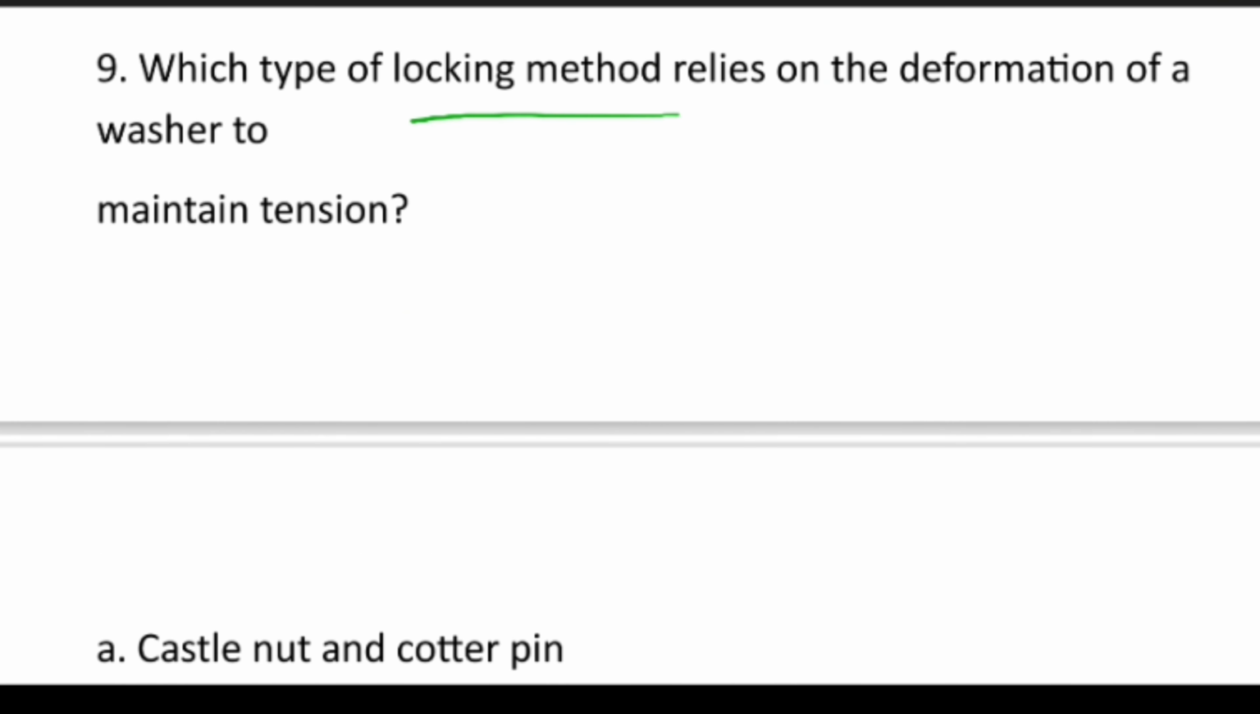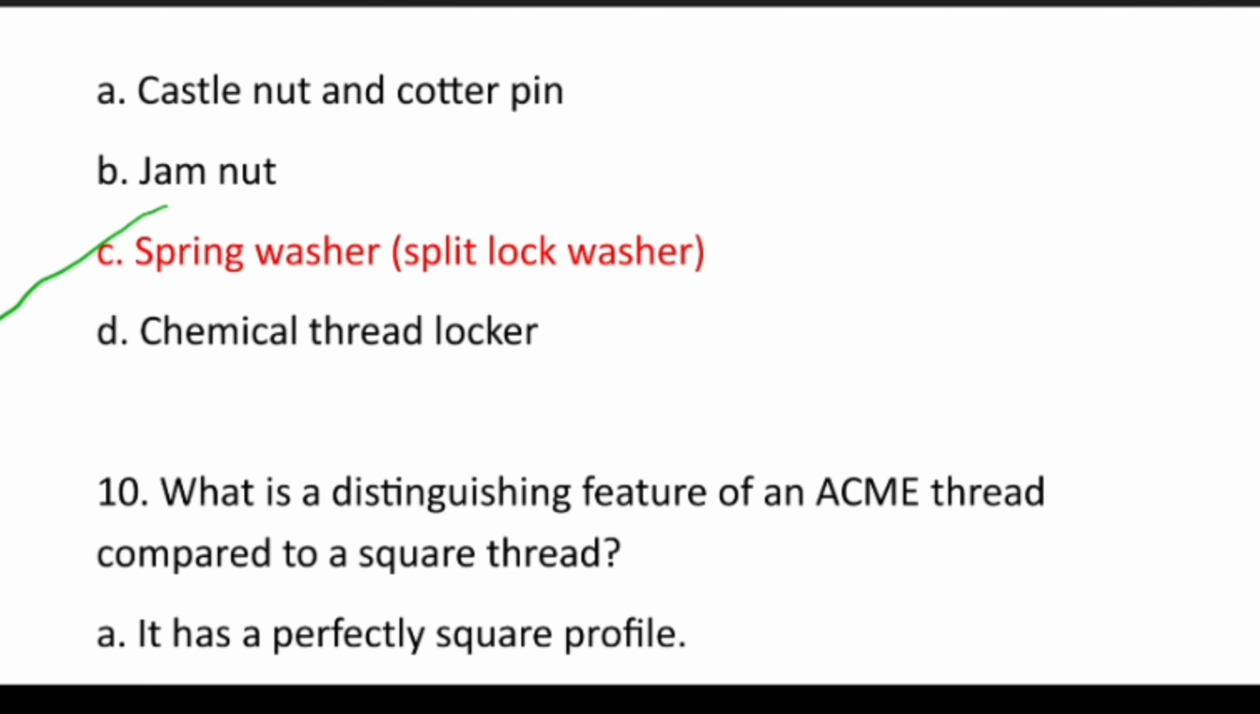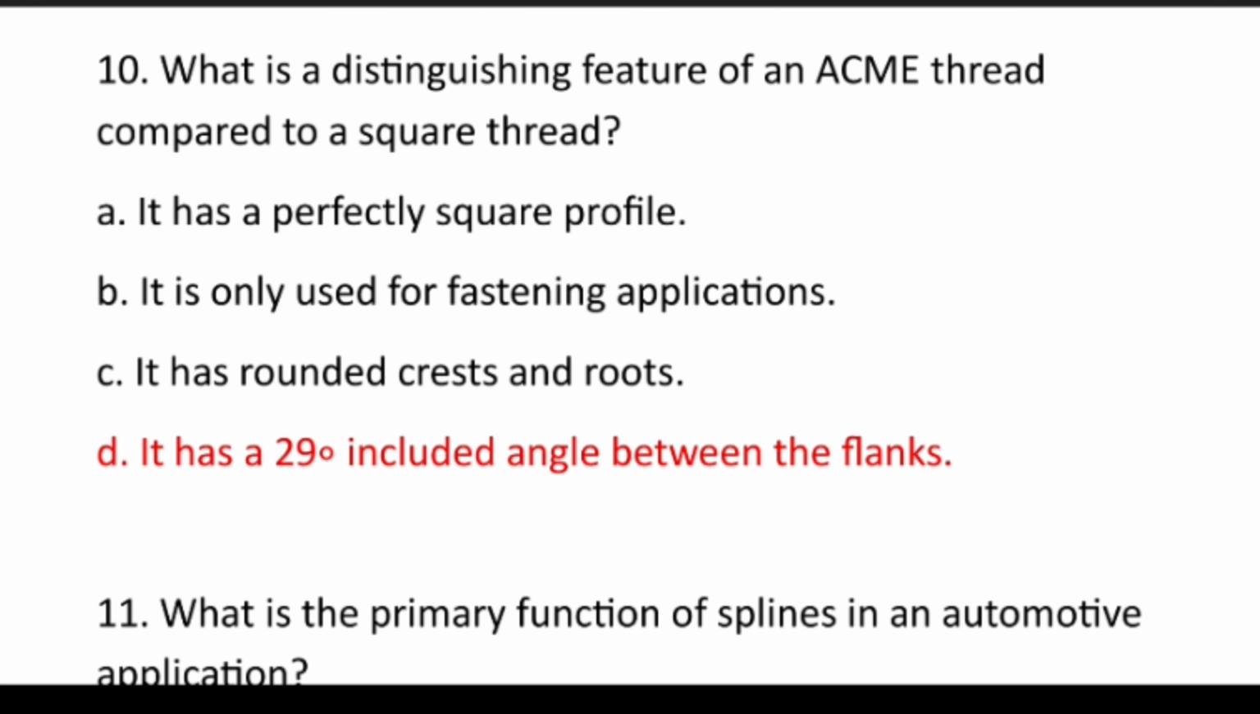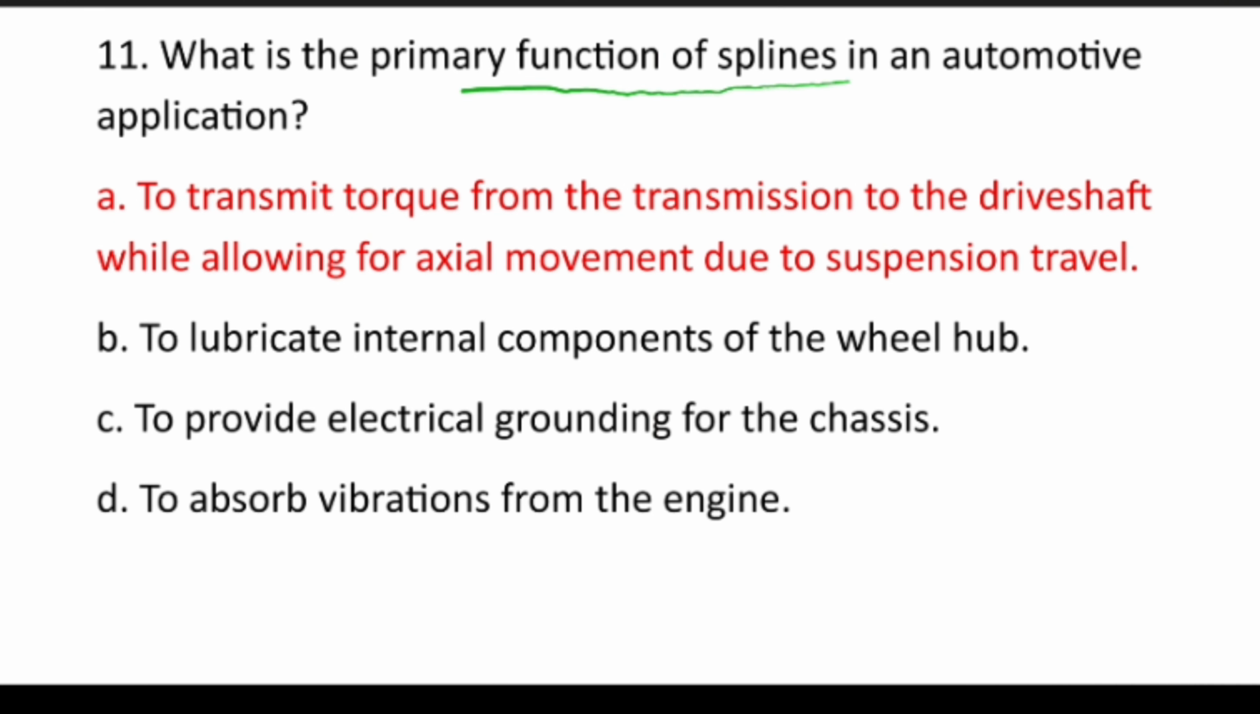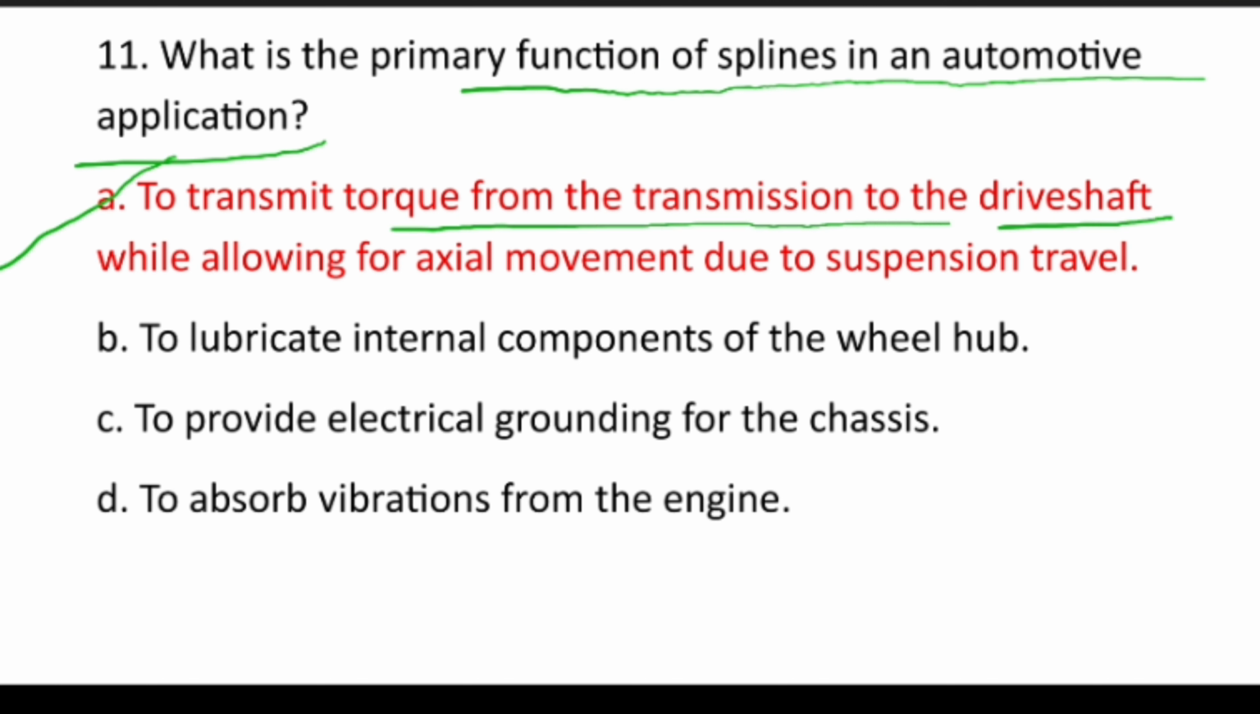Which type of locking method relies on the deformation of washers to maintain tension? Option C, spring washer or split lock washer. What is the distinguishing feature of an ACME thread compared to the square thread? Option D, it has a 29-degree included angle between the flanks. What is the primary function of a spline in an automotive application? Option A, to transmit torque from the transmission to the drive shaft while allowing for axial movement due to the suspension travel.